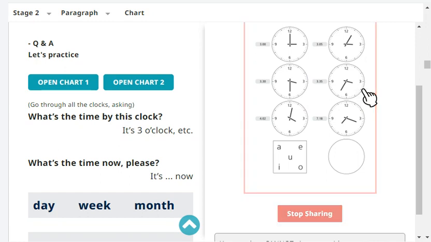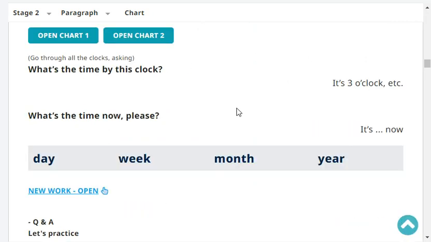Okay, it's also 25 minutes to 4. That's also correct. What's the time by this clock? It's 2 minutes past 4. What's the time by this clock? It's 18 minutes past 7. Greg, what's the time now, please? It's 32 minutes past 7. Very good.